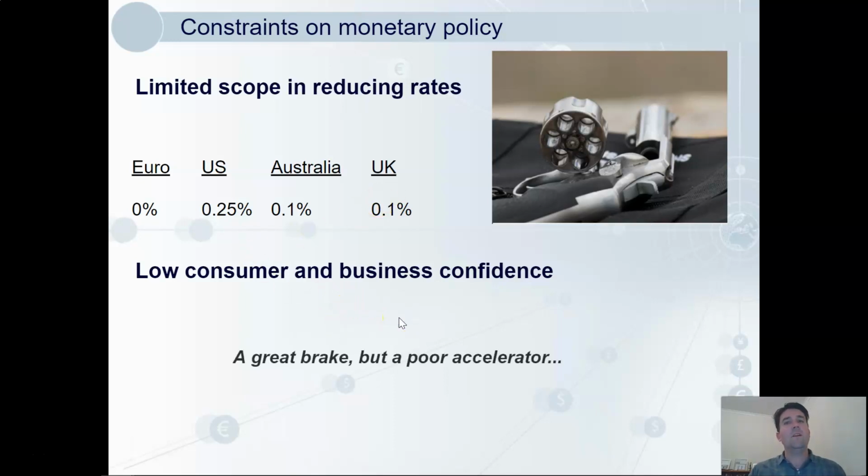For this reason, monetary policy has been described as a great brake on the economy when interest rates are raised because it takes money out of people's hands, but they're a poor accelerator when rates are lowered, trying to stimulate activity. Okay, that's it. Make sure you've taken the notes that you need, and we will do more in class.